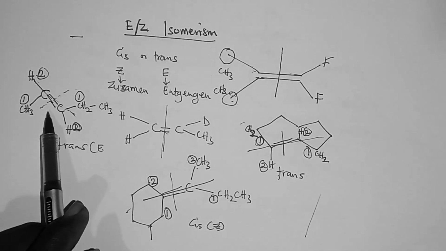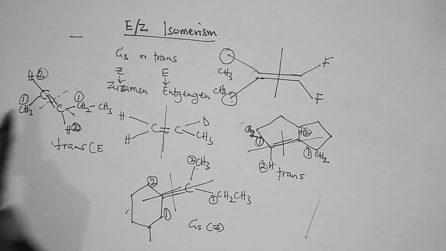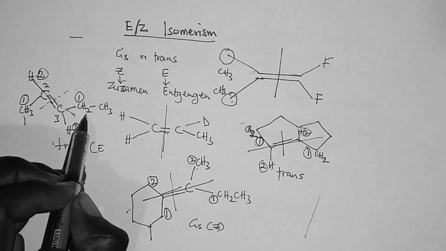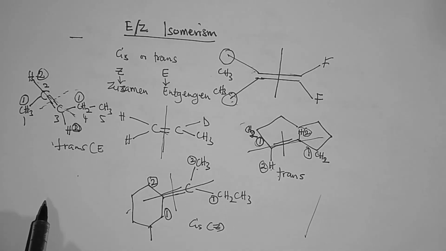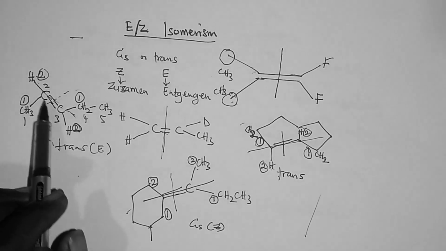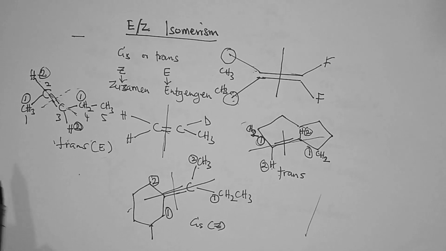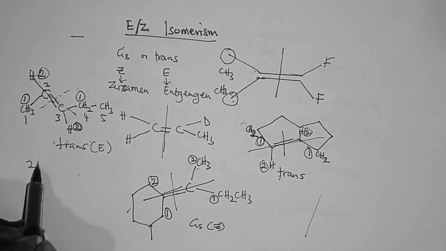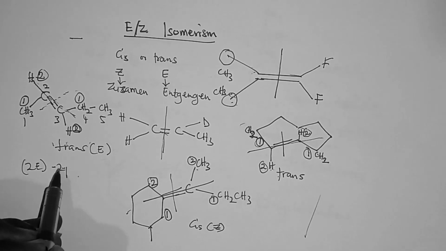So let's try and name the molecule. So we need to give precedence to this double bond, and therefore here is carbon number 1, number 2, number 3, number 4, and then number 5. So we are talking about a pentene, and then the double bond is on carbon number 2. However, we have the cis and trans isomerism on carbon number 2. So this is a 2E. We'll put that in brackets. 2-pentene.